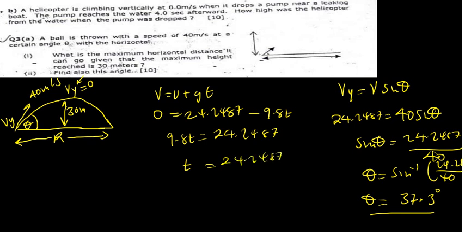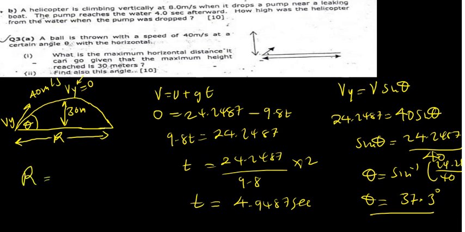24.2487 over 9.8. So this is just the time taken for the stone to move from the bottom to the maximum point. The time taken to move from the maximum point back to the bottom is the same. So just multiply this value by 2 to find the total time of flight. So t is therefore going to be 4.9487 seconds.